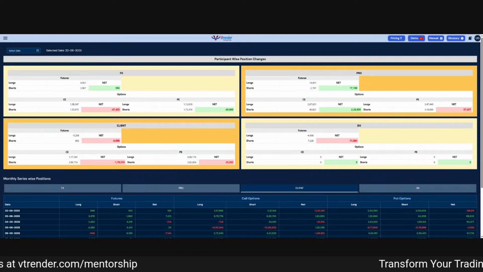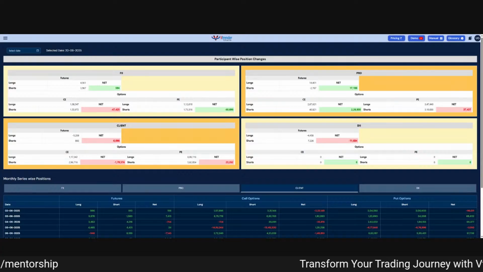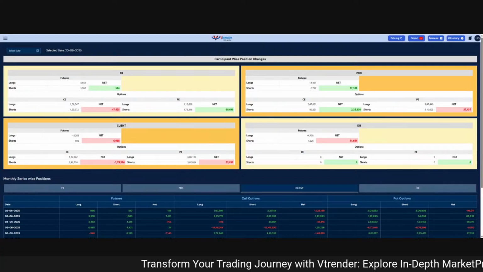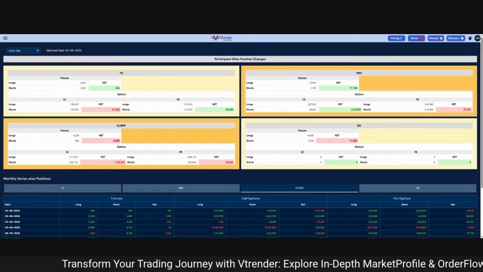If the market is not in sync with what the pros' holding shows, then that means there is something wrong with the position the pros are holding.